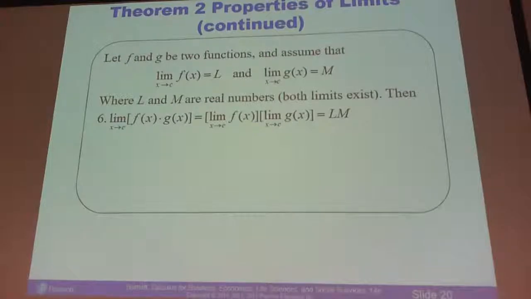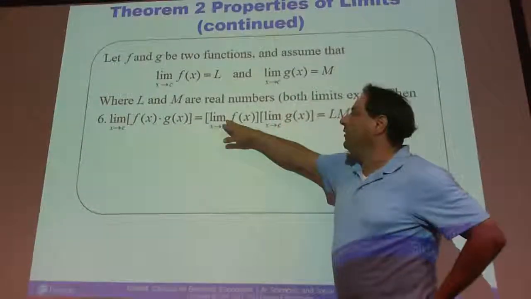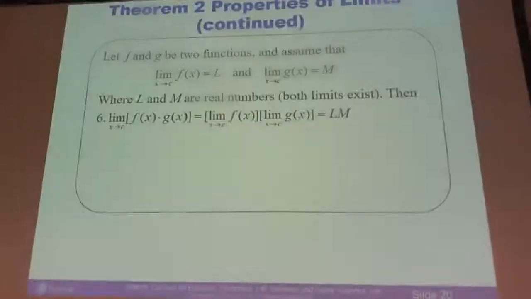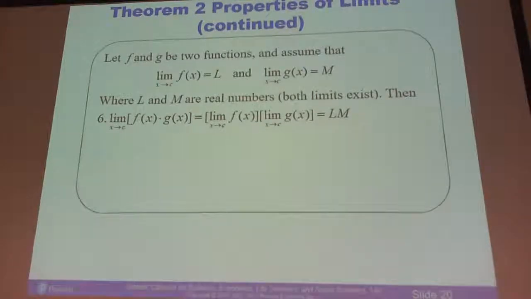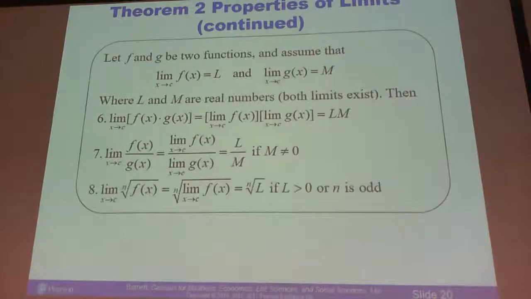And let f and g be two functions, and assume that the limit as x approaches c of f of x equals L, and the limit as x approaches c of g of x equals M. Then if they're being multiplied, I take the limit of the first times the limit of the second. Okay? So added, take the limit of each one added. Subtracted, take the limit of each one subtracted. Multiply, take the limit of each one. Same thing with division. And if you have a square root, same idea. Okay?